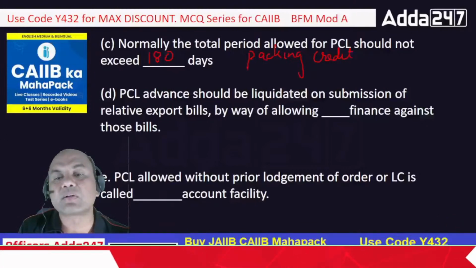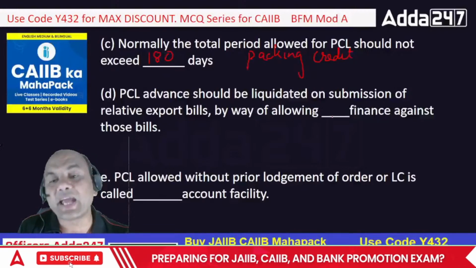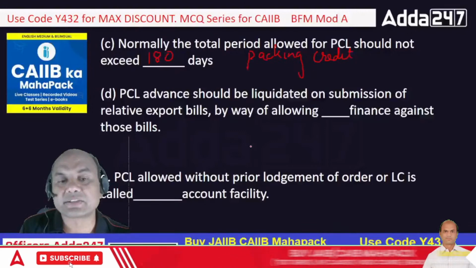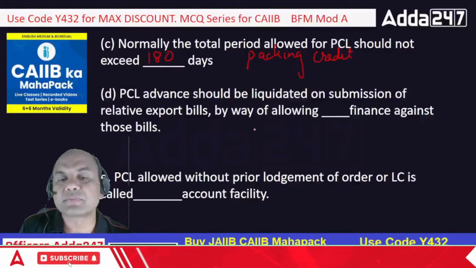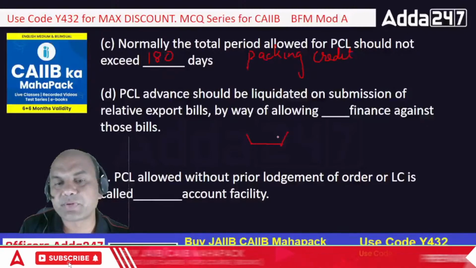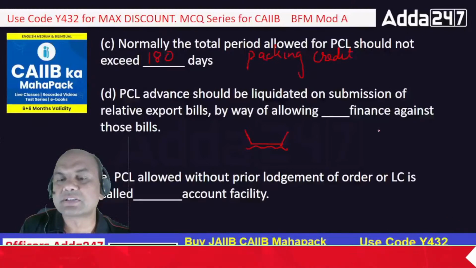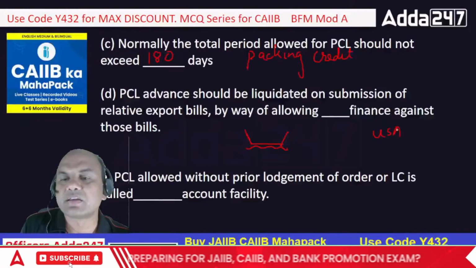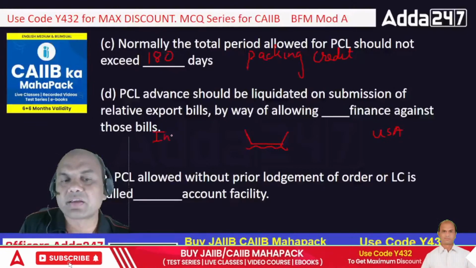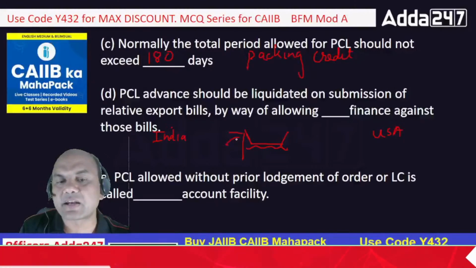Advance should be liquidated on submission of the relative export bills by way of allowing dash finance against those bills. What does that mean? Now look at this. Suppose I am an exporter. I have made the shipment. This is my ship. This is the sea. This is USA. I am over here in India. This is the port where the ship is standing right now.